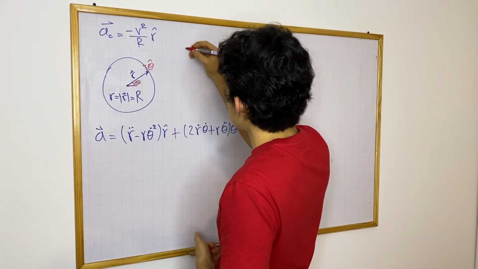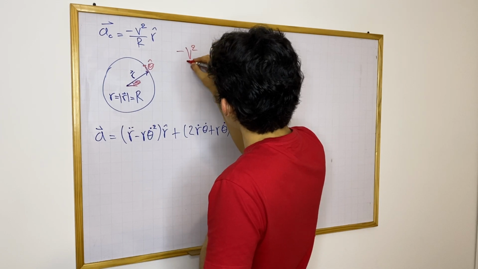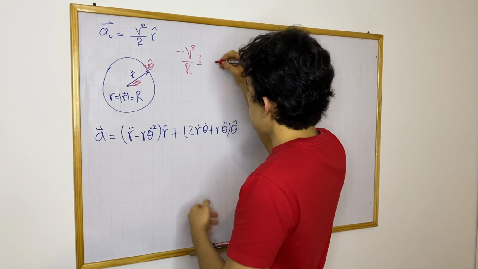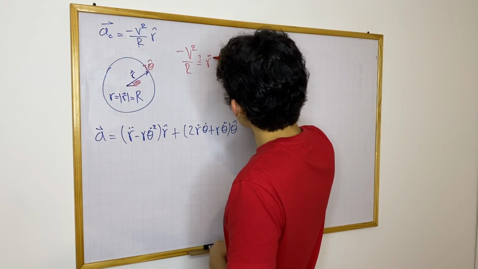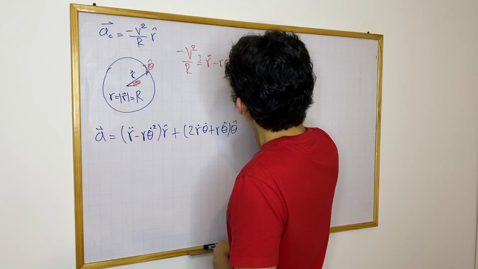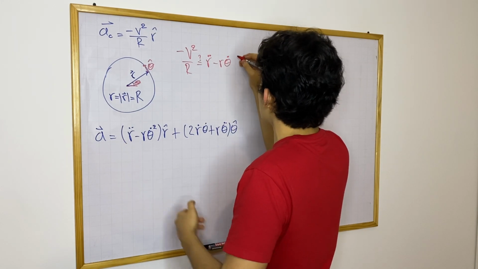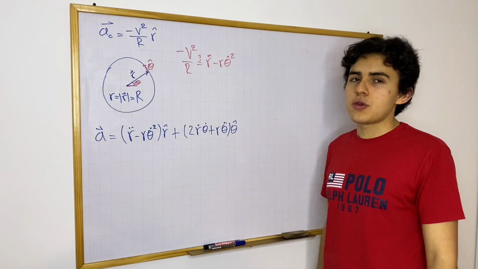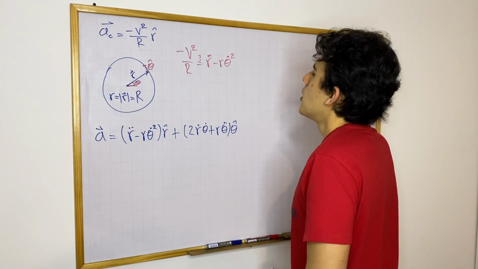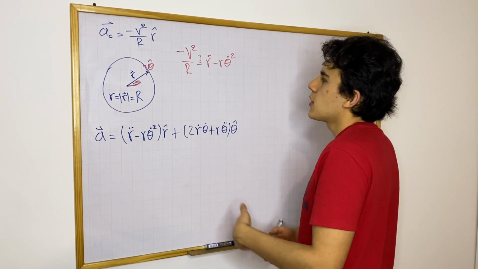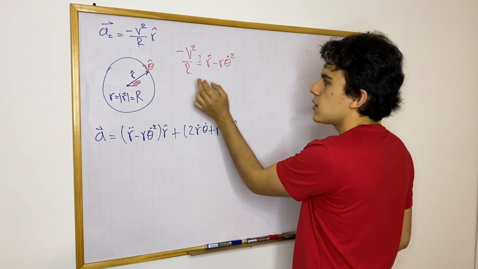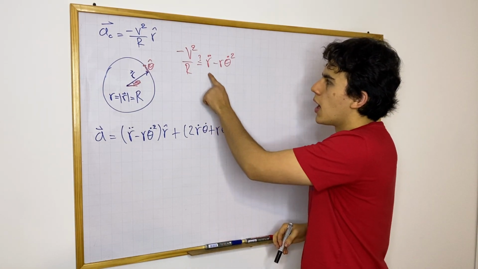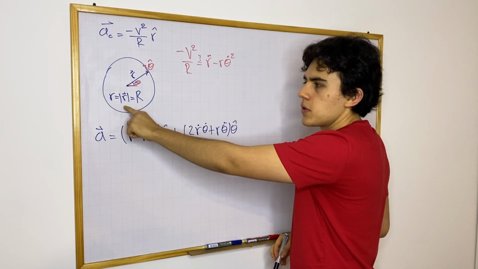Our goal today is just showing that minus v squared over big R should be equal to r double dot minus r theta dot squared. I want to show you that this is true, and it is very simple. It is extremely easy to show. Basically, we're going to do the following. This is just going to be a direct proof. I will rewrite this into this. So first of all, what is r double dot? Well, we know r is just the magnitude of the position vector.